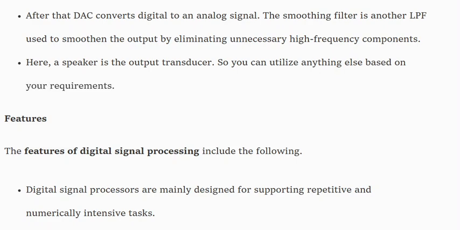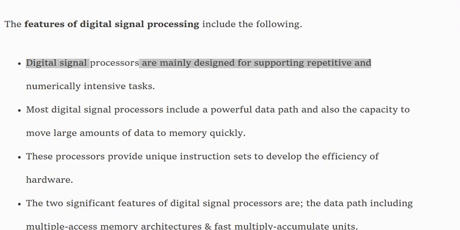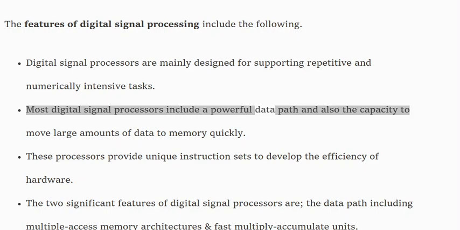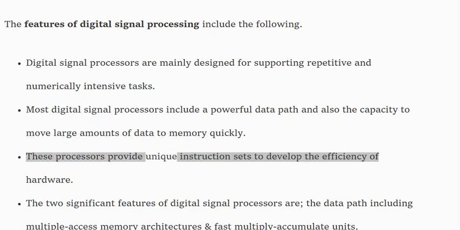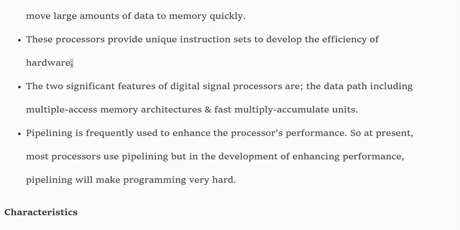Features. The features of digital signal processing include the following. Digital signal processors are mainly designed for supporting repetitive and numerically intensive tasks. Most digital signal processors include a powerful data path and also the capacity to move large amounts of data to memory quickly. These processors provide unique instruction sets to improve the efficiency of hardware.